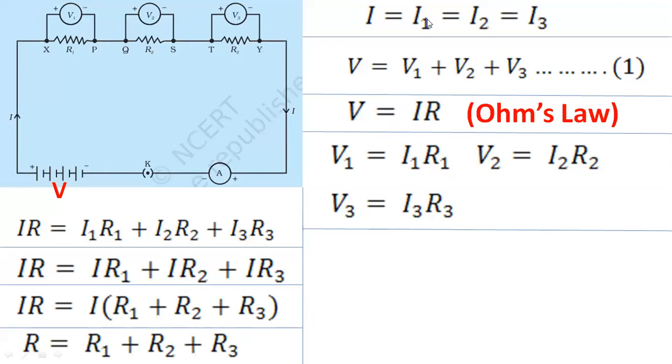Okay? So give me a response in the chat box. Have you understood till this moment how it has come? R is equal to R1 plus R2 plus R3. We replaced the values. We took the current common and we cancelled it.